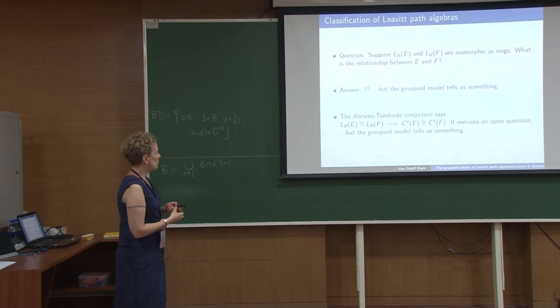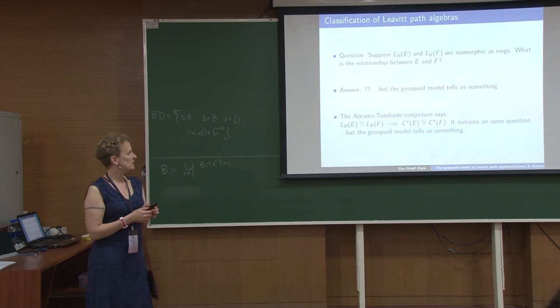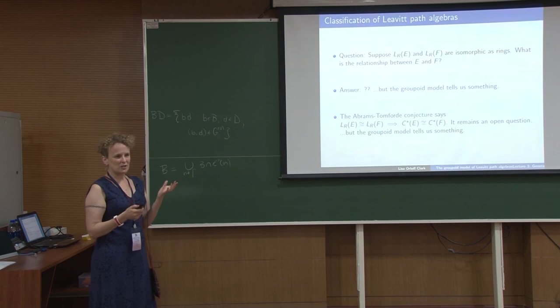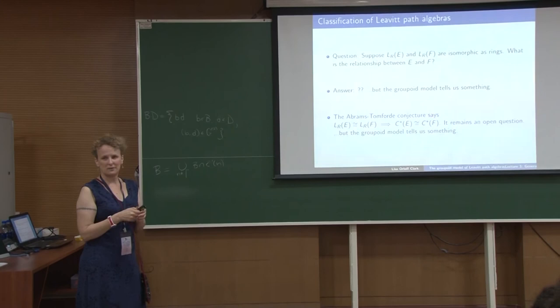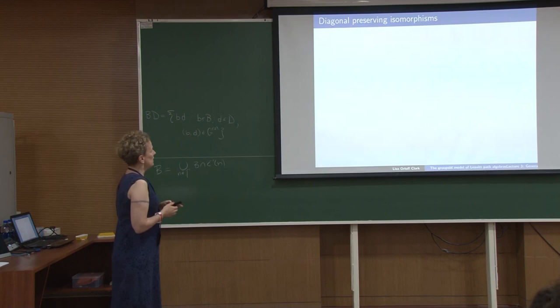But again, I'm going to show you how the groupoid model tells us something about this a little bit. It's related to an open question that Mugi talked about. There was this algebraic Hirschberg-Phillips classification theorem, and it's not known whether it still worked when your delta wasn't involved. So we're going to talk about diagonal preserving isomorphisms.